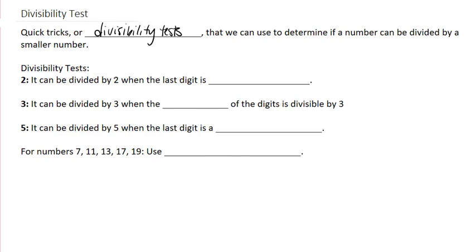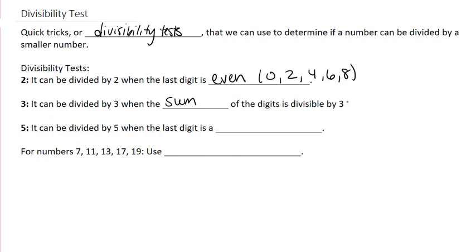So 2, it can be divided by 2 when the last digit is even. Even numbers end in 0, 2, 4, 6, or 8. Now 3, it can be divided by 3 when the sum of the digits is divisible by 3.